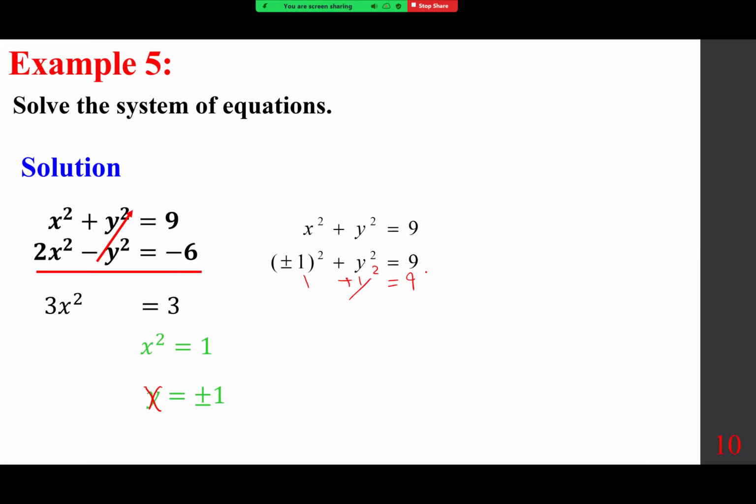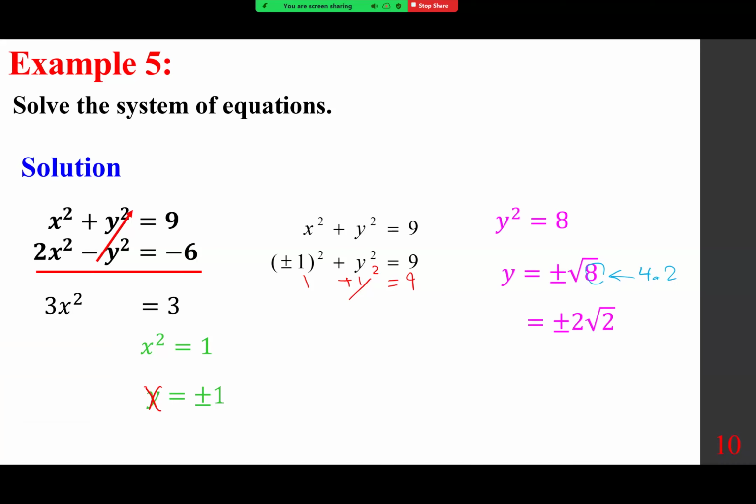Subtract from both sides 1, and you get y squared equals 8. y clearly becomes plus minus square root of 8. Eight is 4 times 2. 4 comes out as 2. 2 remains, so plus minus 2 square root of 2.